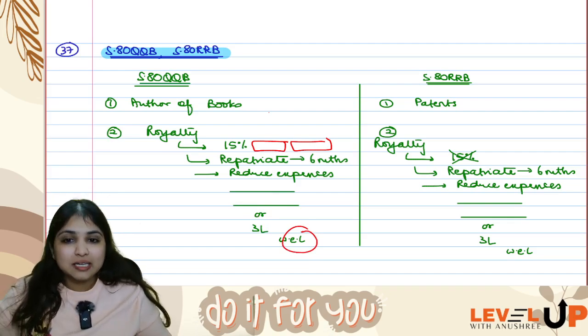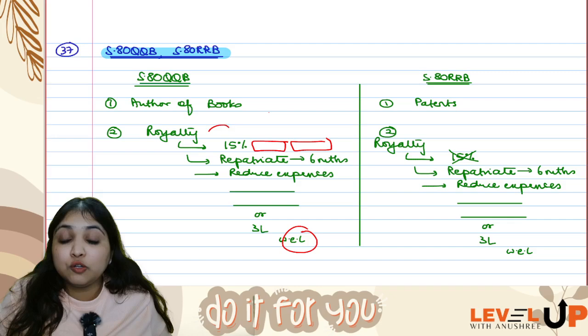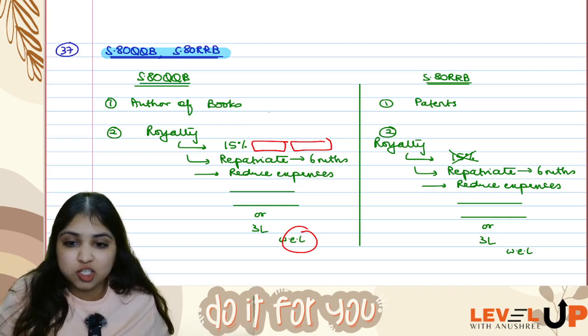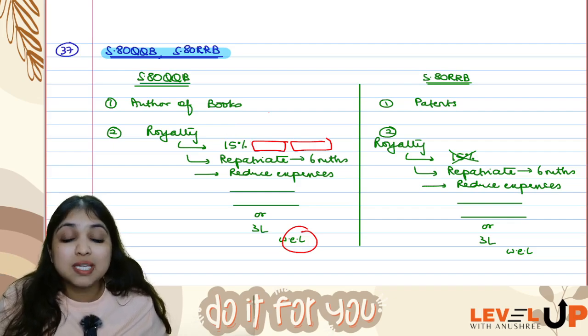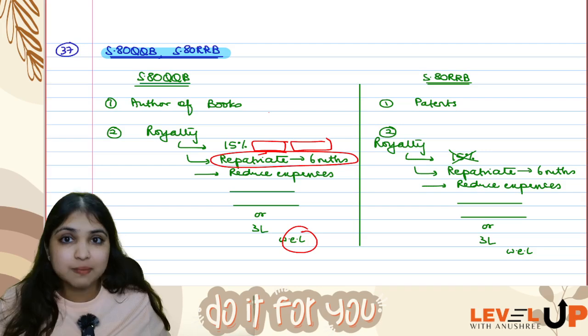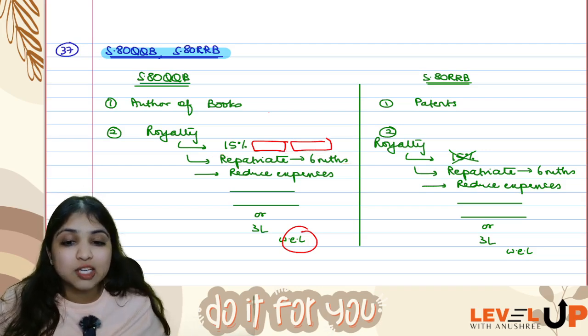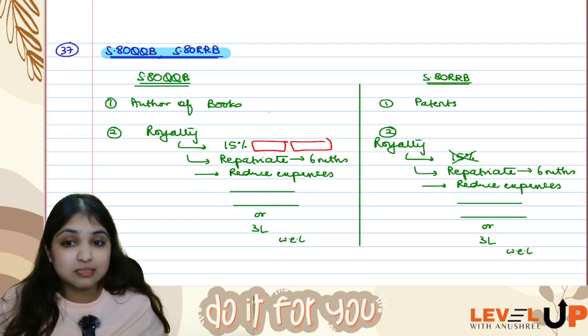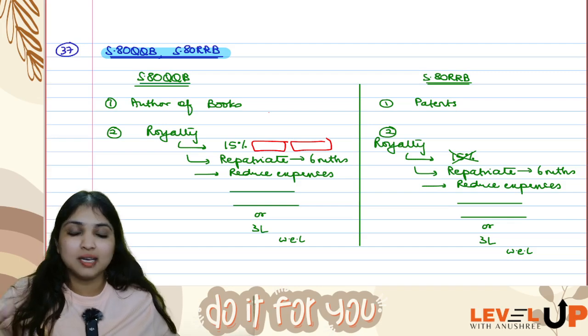Okay, so royalty relating to books, you will first restrict it to 15%, but remember, you will restrict it to 15% only if the royalty is on a percentage basis. Then out of the royalty, you will see how much is repatriated to India within 6 months from the end of the year. From that royalty, you will reduce expenses, whatever net number you get, that or 3 lakh, whichever is lesser, is what you will get as a deduction under 80QQB.